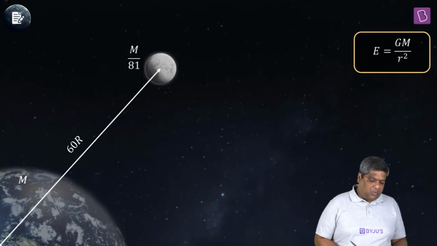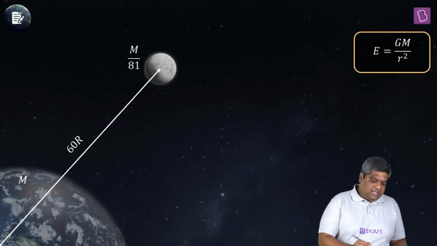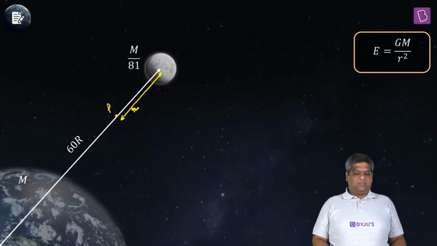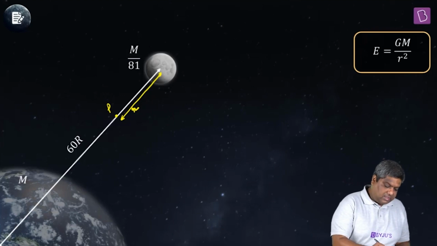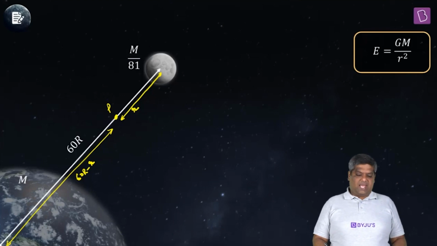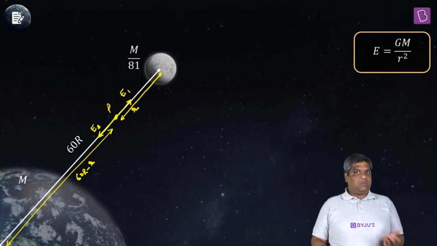So let us say that the point at which the gravitational fields due to moon and earth cancel is point P, and it is at a distance of r, small r, from the center of the moon. And from what is given, the distance from the center of the earth will be 60 capital R minus small r, right? So at point P, these fields should cancel, correct? So the gravitational pull of moon will be towards its center, and the gravitational field of earth will be towards its center. So let's call them E1 and E2 respectively.